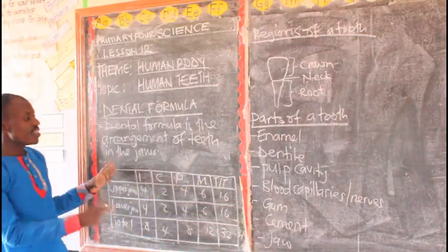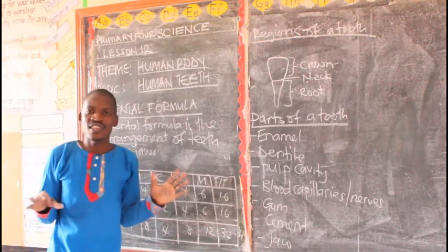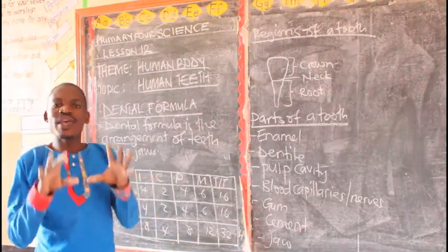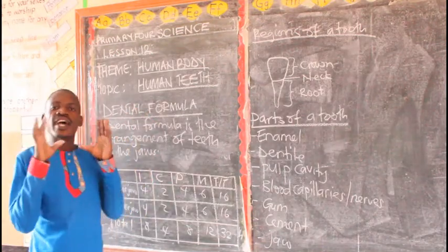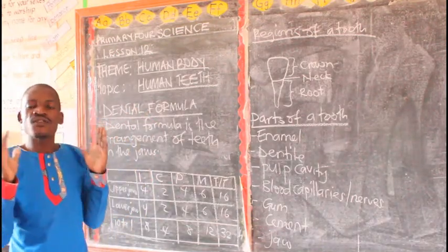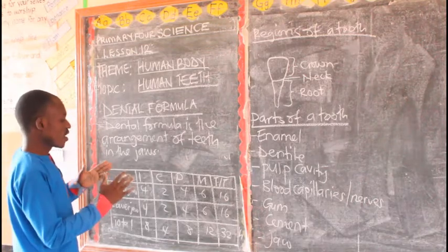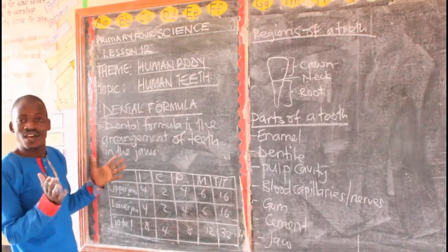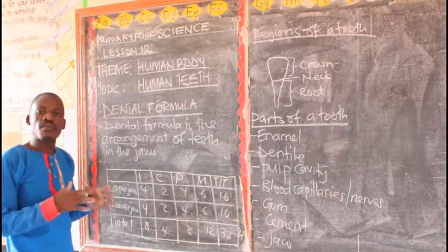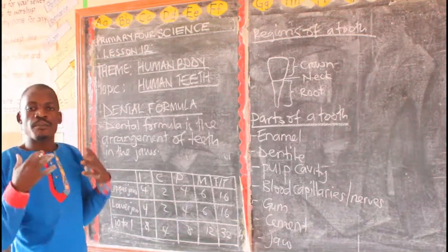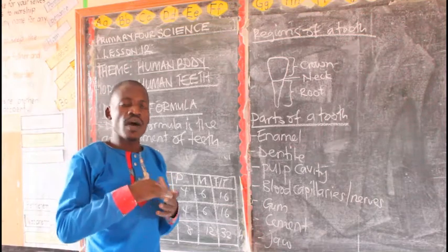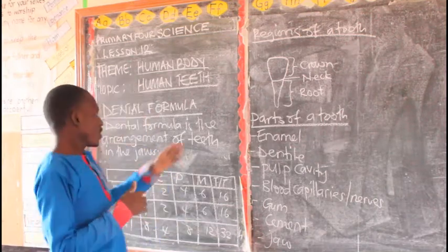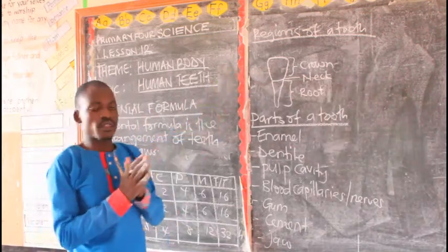For you to see these teeth properly, you can tell your friend to open the mouth. As your friend opens the mouth, you look at the arrangement of the teeth in your friend's mouth and see the canines. You can even count them. You can also see the incisors, premolars, and the molars, both in the upper jaw and the lower jaw.